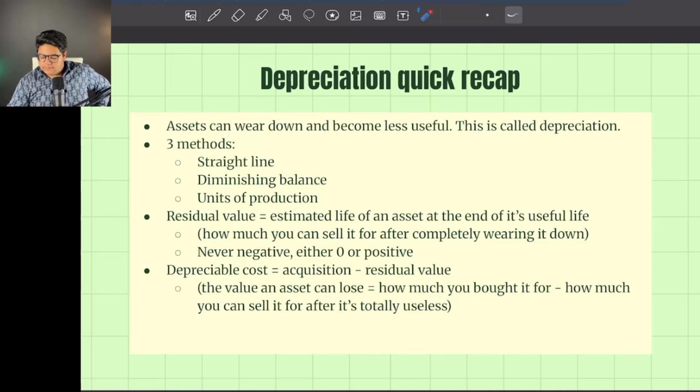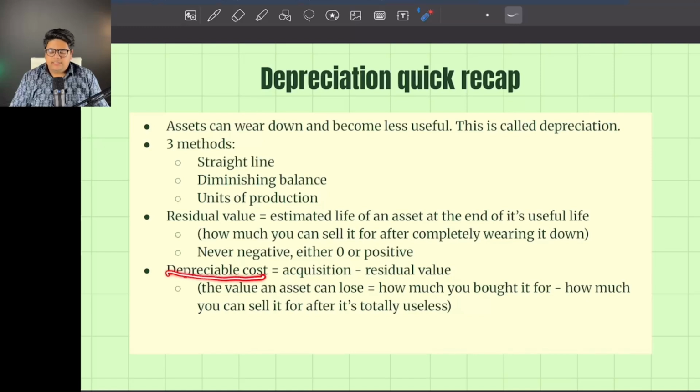So residual value is never negative. It is either 0 or positive. As in, you can't wear down an asset to a negative extent. As in, let's say you bought something for 100K, you can't wear it down past 100K. The residual value must either be 0 or greater than 0.